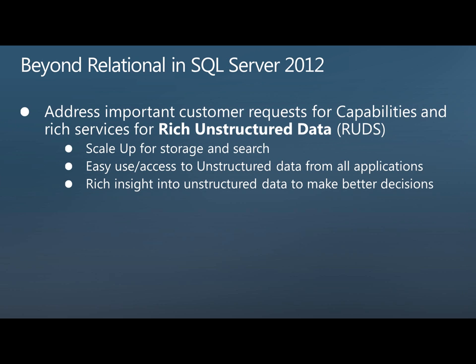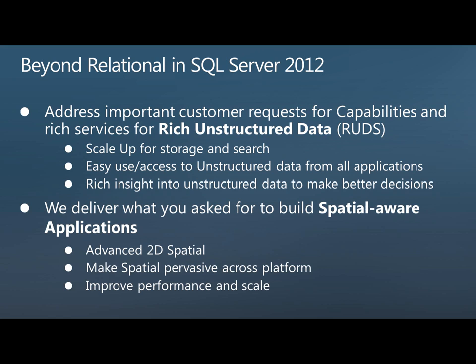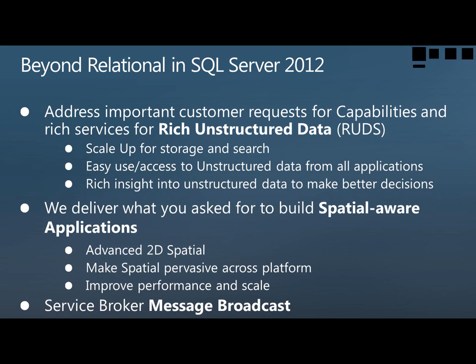Now, in SQL Server 2012, we are focusing primarily on two or three things. One is rich unstructured data management, where we worked on scale-up for storage and search. We improved our access story to unstructured data from all applications, including applications that already exist, and give you rich insight into the unstructured data to make better decisions about what the data is about. We also deliver more capabilities around building spatially aware applications, such as adding more 2D spatial capabilities, adding spatial support in other components in the platform, and improving performance and scale as well. And last but not least, we also did some work on Service Broker, which is our messaging platform, by adding message broadcasting, which gives you a more performant way of distributing your messages to multiple recipients at the same time.